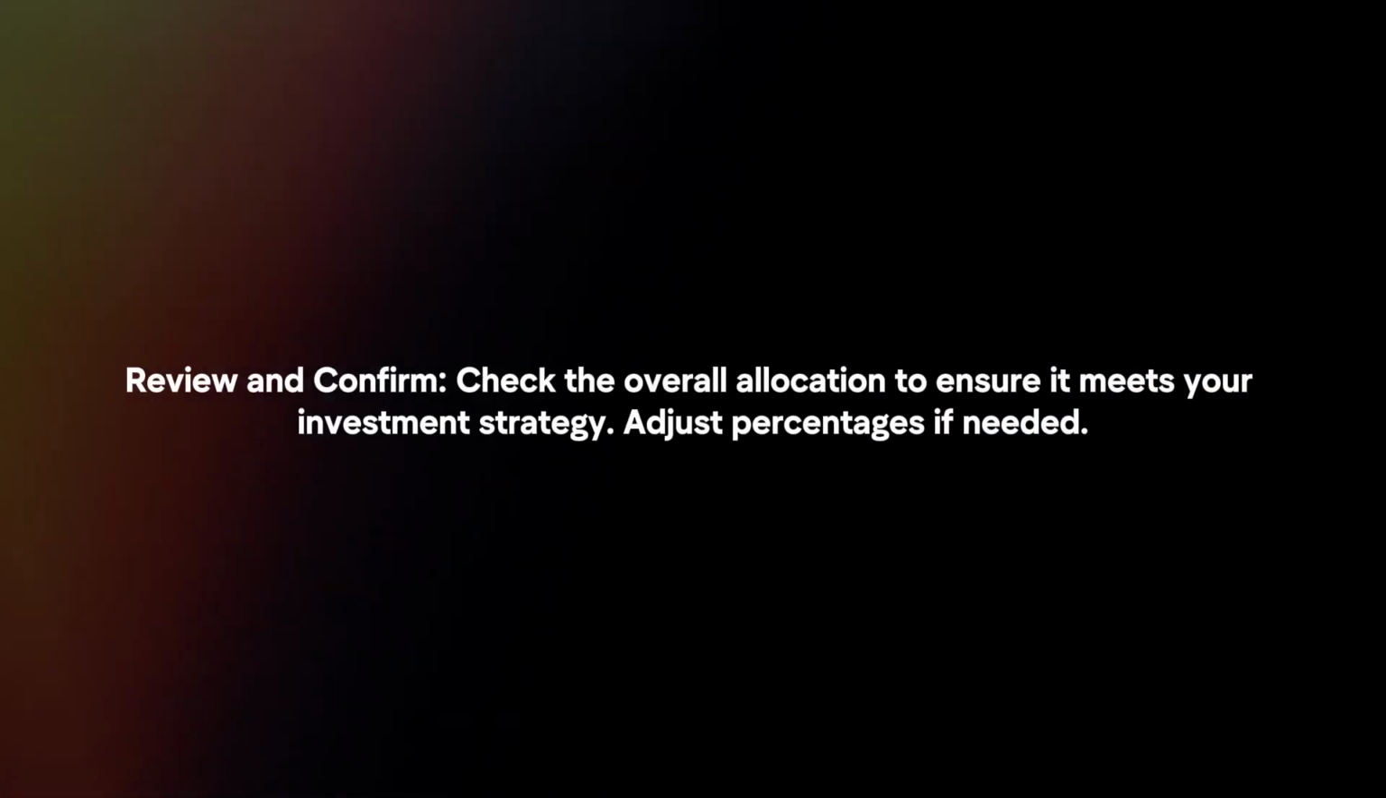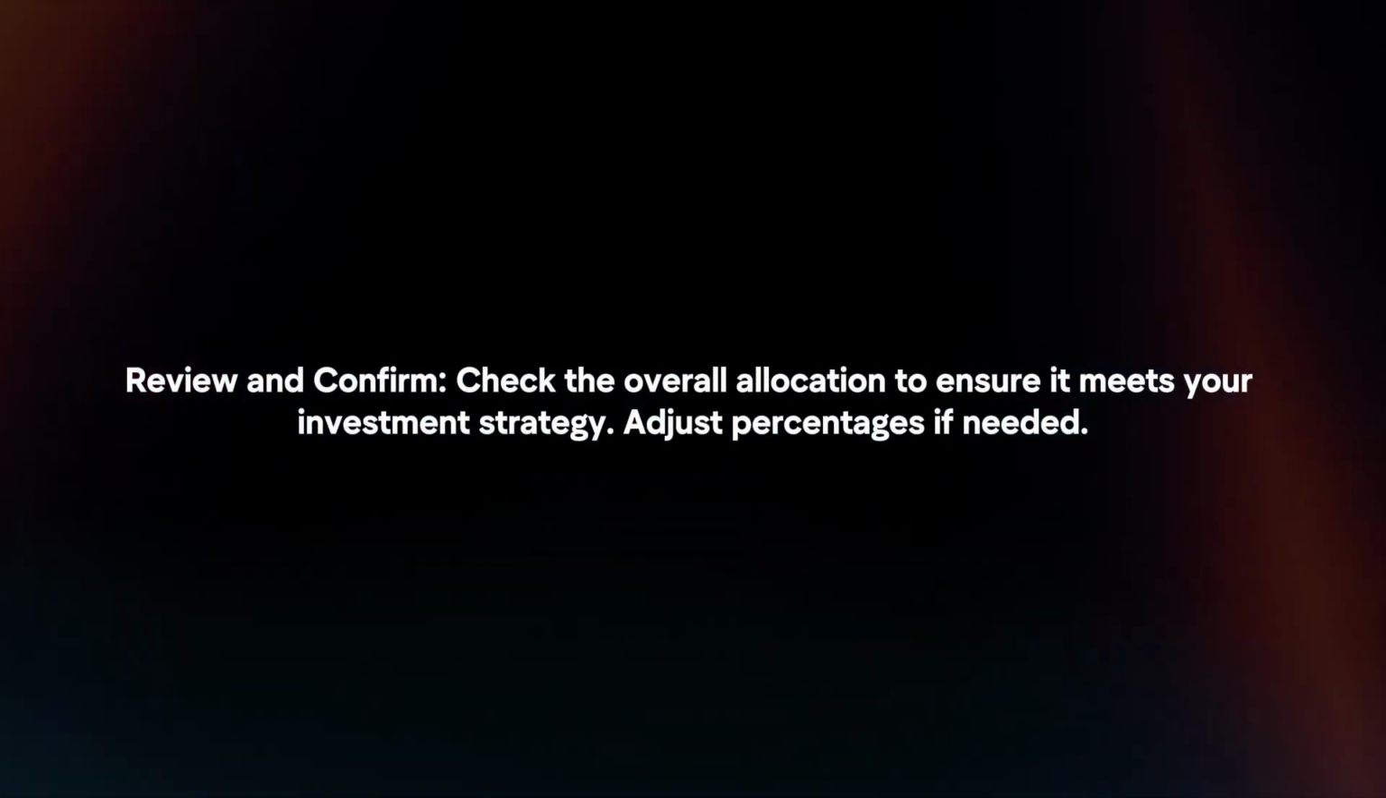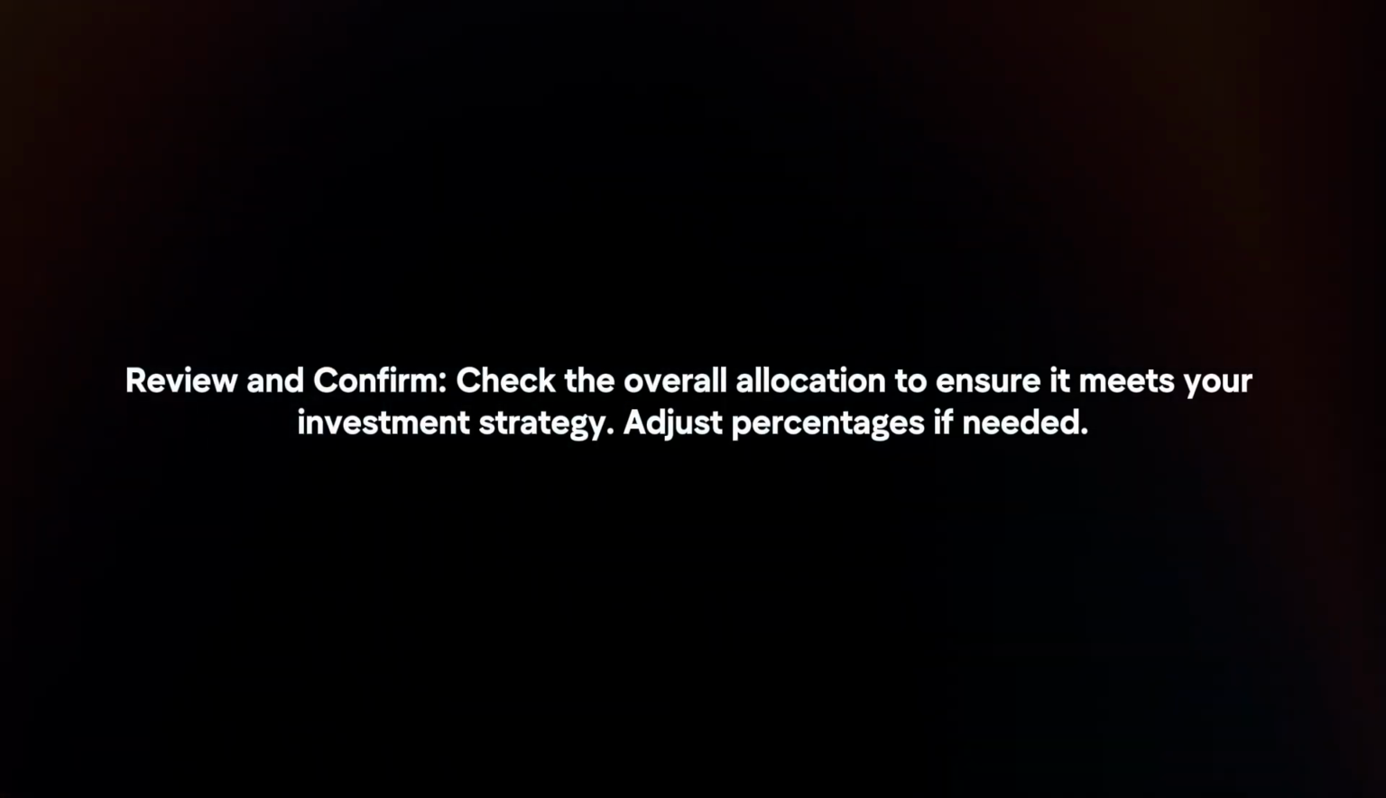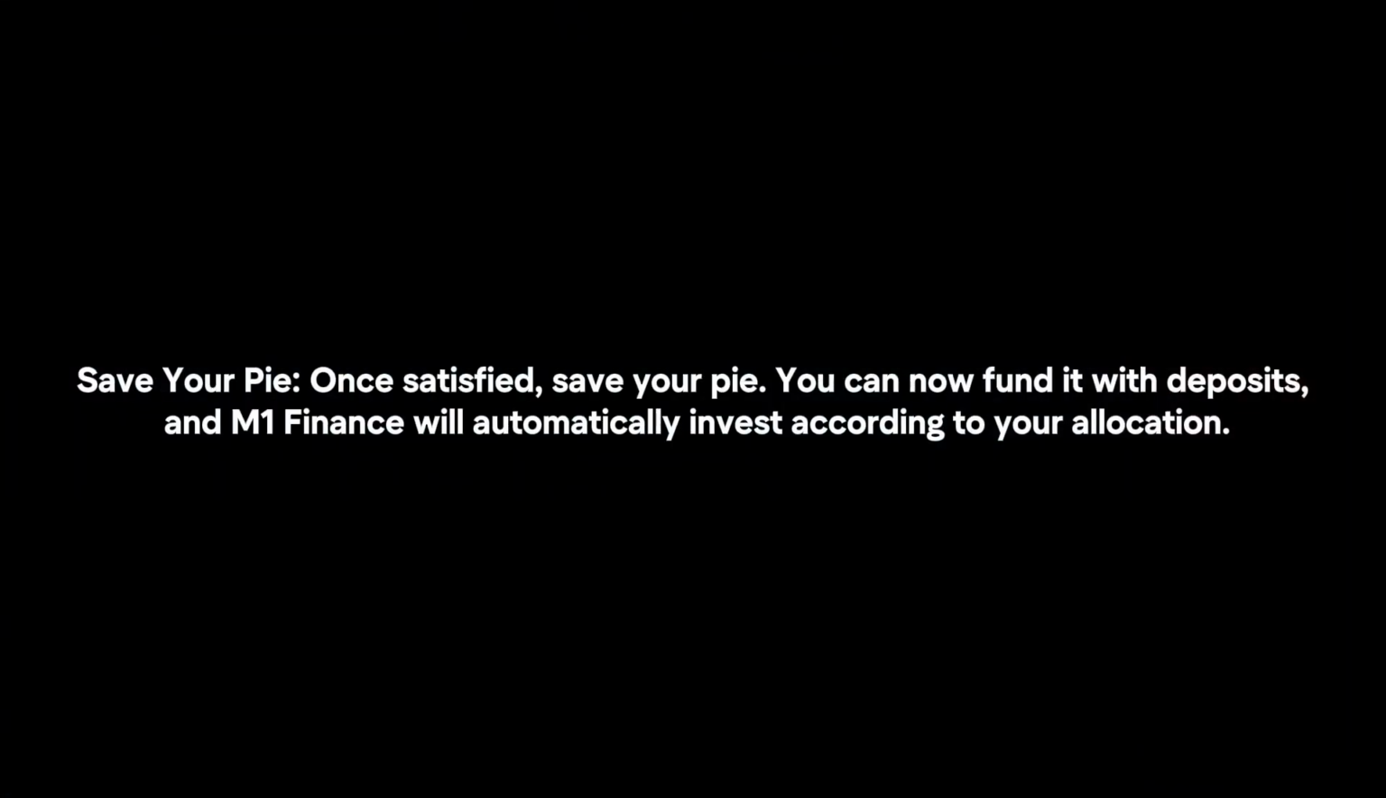Review and confirm. Check the overall allocation to ensure it meets your investment strategy. Adjust percentages if needed. Save your pie. Once satisfied, save your pie. You can now fund it with deposits, and M1 Finance will automatically invest according to your allocation.